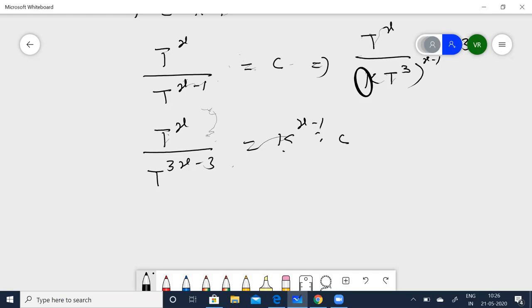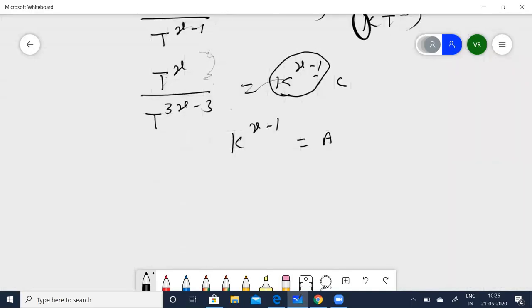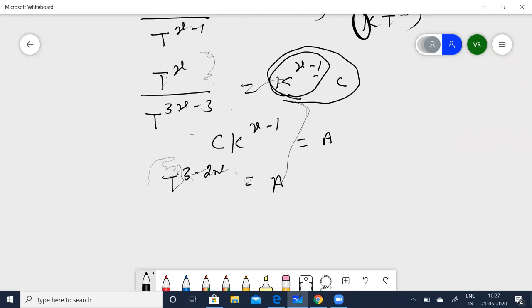Now let us put K to the power of gamma minus 1 as some constant value A. So I would get T to the power of, let me bring it to the numerator, 3 minus 2 gamma, is equal to A. I'm putting the whole thing as A. So K to the power of gamma minus 1 is equal to A, or T to the power of 3 minus 2 gamma is equal to A.